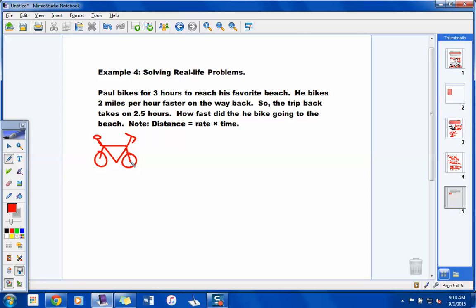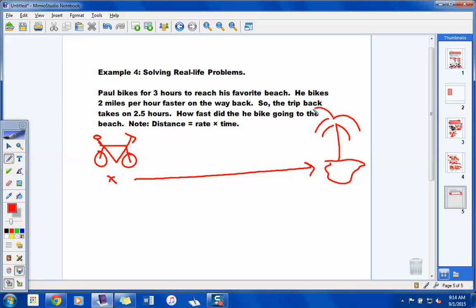Okay, you start here. You go to the beach, where there's maybe some sand and some palm trees. Looks like fireworks coming off a tree, but that's okay. And you're going to spend time at the beach, and then on your trip back, you're going to end at the same spot, right? What's true about the distance going to the beach and the distance coming back? It's the same, okay? Let's write some stuff down.